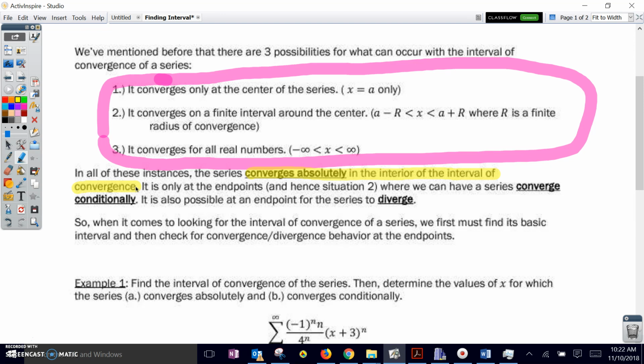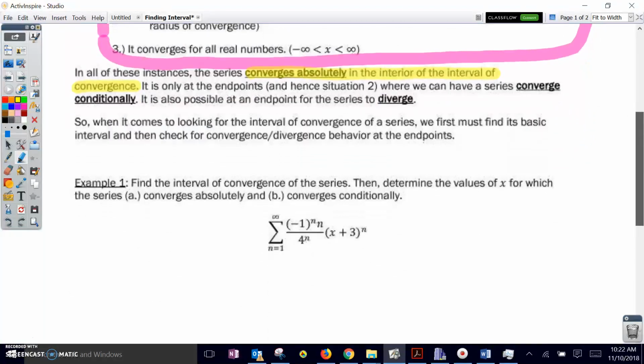So now we're going to dig into how we actually find full intervals of convergence for infinite series, which is going to require us to do a couple of things. The first thing we're going to do is use the ratio test to find the interior of the interval of convergence. And then if it's a finite interval, we've got to test at the endpoints and see if those endpoints converge or diverge. So let's get into it.